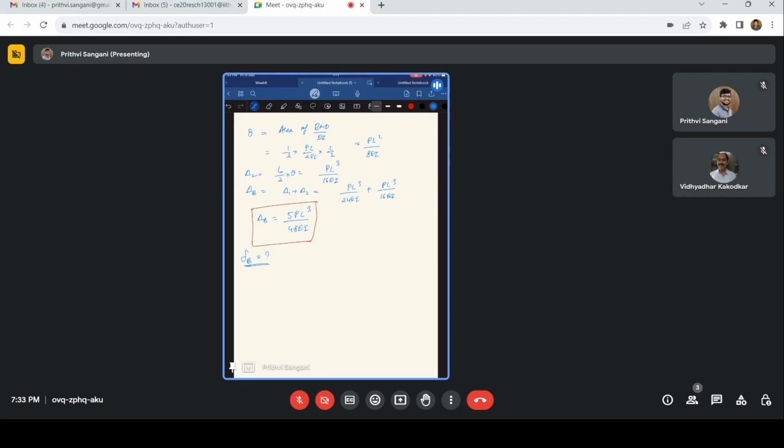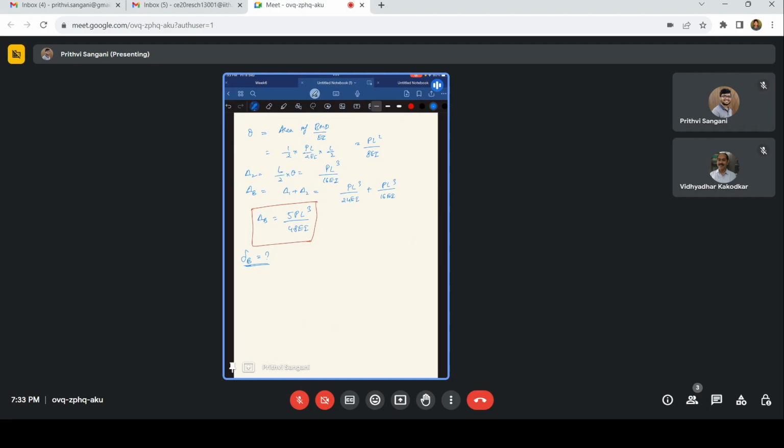I'm not going to derive again what delta B dash is. We already had this: VB L cube by 3 EI. And what is theta B dash? Theta B dash is nothing but VB L square by 2 EI. In this case this is going to be upwards, because the beam is actually going upwards like this. This is delta B dash, and also this is the slope, which is anti-clockwise.